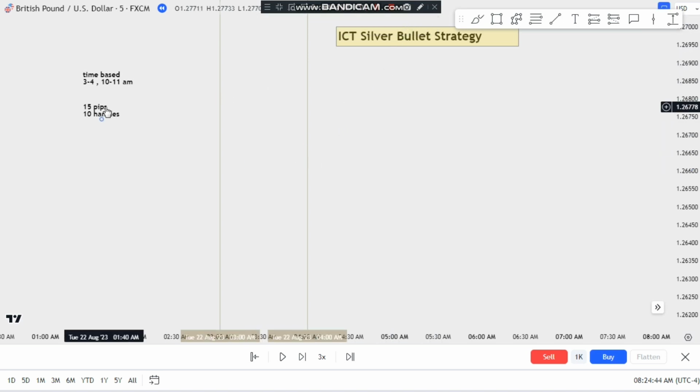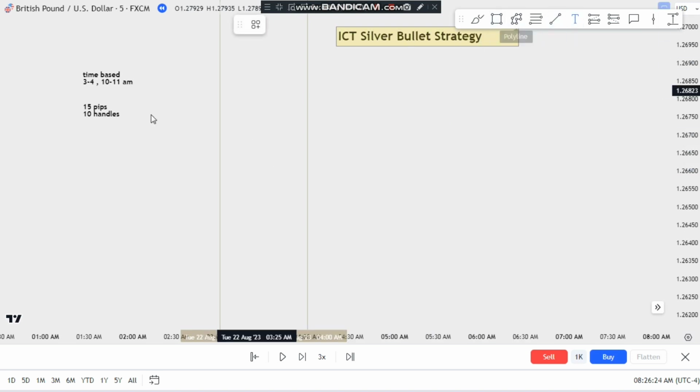So this is the intro. This is a time-based model. This is the timing, 3 to 4 and 10 to 11, and the target is usually 15 pips for Forex and 10 handles for indices. You have to enter during this window, but for the targets you can wait even after this window. Now the next question will be, how would I enter into trades?